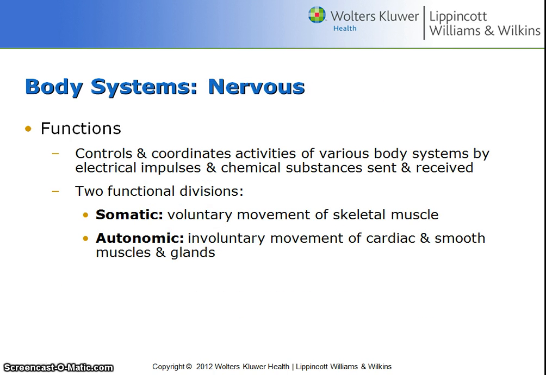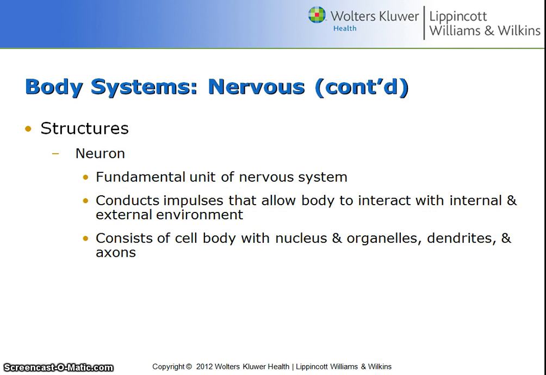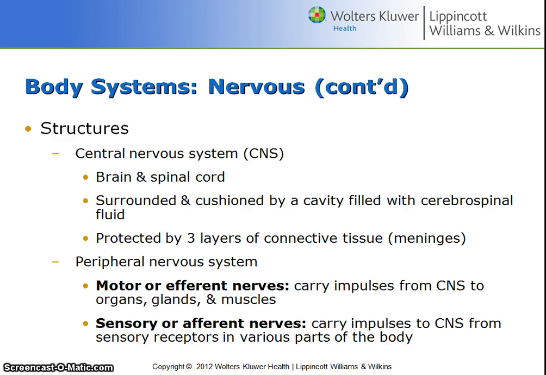Alright, review the nervous system, paying special attention to the differences between the central nervous system and the peripheral nervous system. Here it is talking about the structures of the central nervous system and the peripheral nervous system.